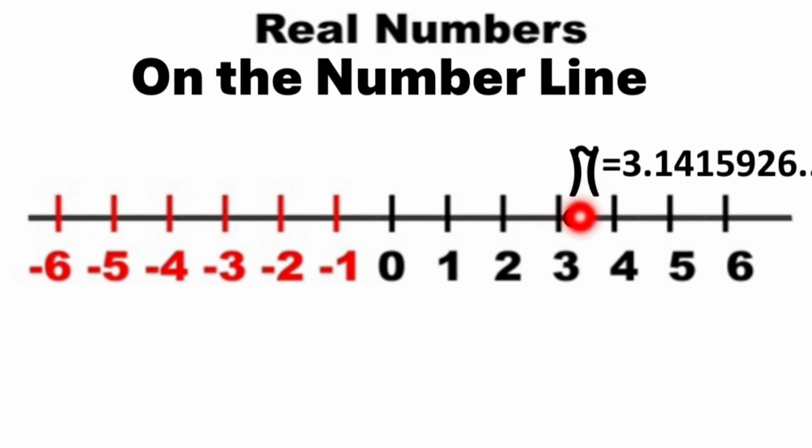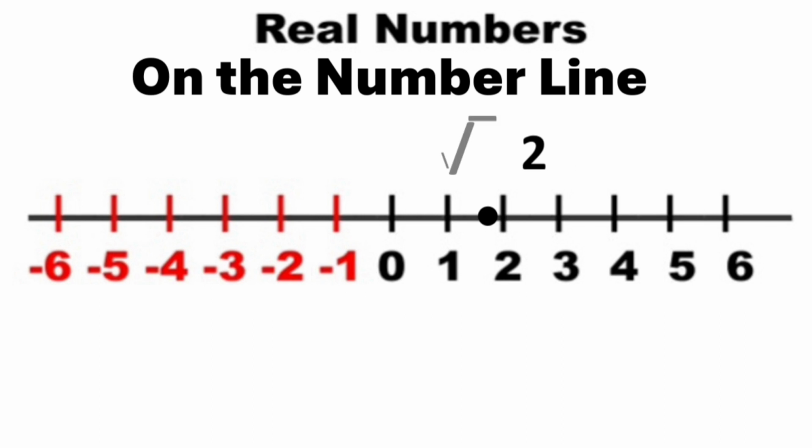So pi is approximately between 3 and 4 on the number line, in which pi is equal to 3.1415926 approximately. Also, the square root of 2 is approximately between 1 and 2. We cannot place them exactly on the number line, but we can use an approximate way on the number line.